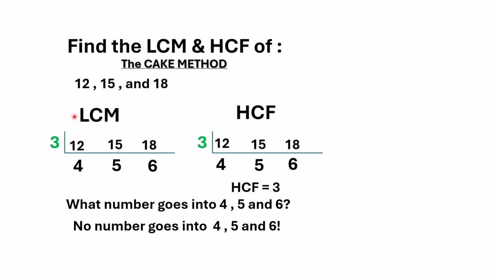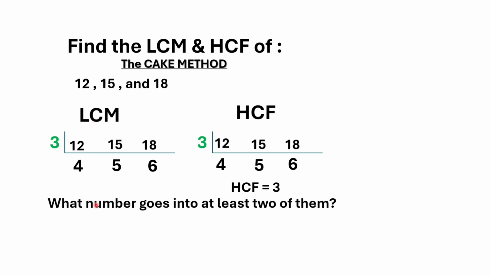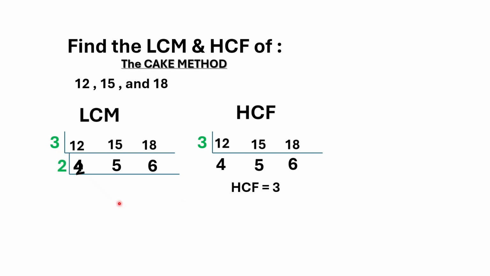For the least common multiple, though, we can continue. We will ask ourselves, what number goes into at least 2 of them? What number goes into just any 2 of these 3 numbers? We know 4 and 6 can be divided by 2, right? So let's continue dividing by 2. 4 divided by 2 is 2. 5 divided by 2 is not possible, so we'll just bring it down. And 6 divided by 2 is 3.